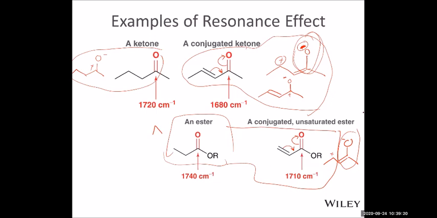And you can see the wave number is 30 less than the unconjugated, just the regular ester. So basically you see the same effect. When you have the resonance, when you have the conjugated double bond, it increases the single bond character of the carbonyl, which leads to a lower frequency for the absorption.